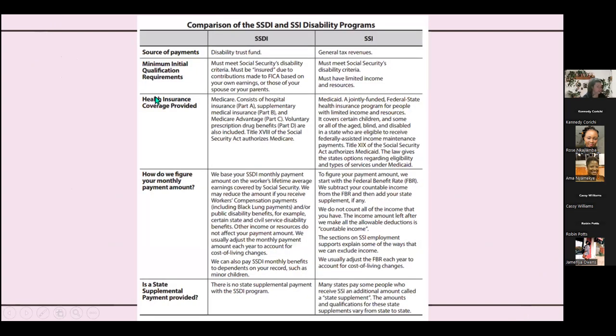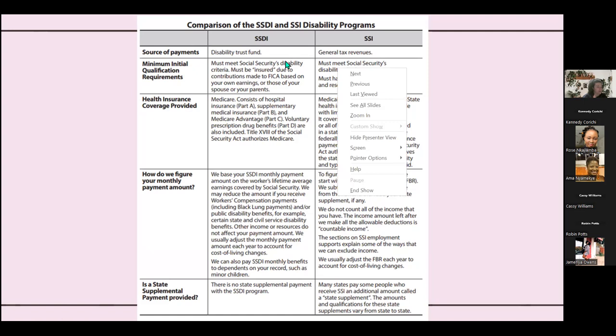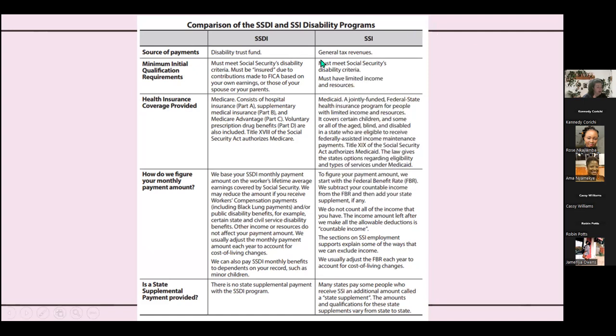So this is a chart that is in the Social Security Red Book, I believe. I put the link in the chat. So it's the differences between SSDI and SSI, right? So where they get their funding from. SSDI, remember, it's that Disability Trust Fund. SSI, it's general tax revenues from our taxes.